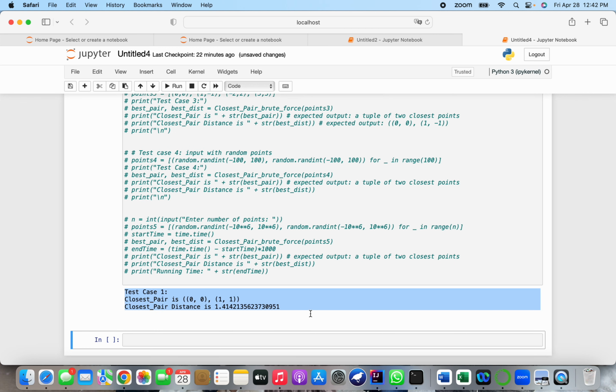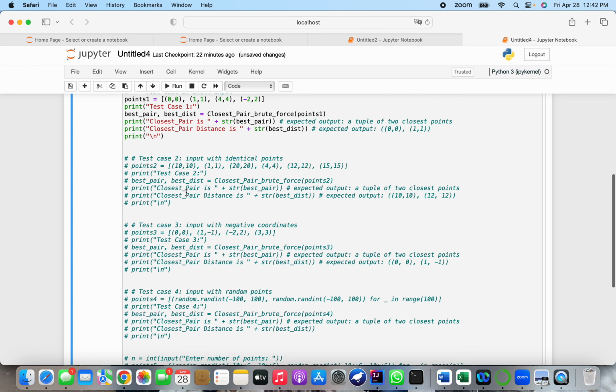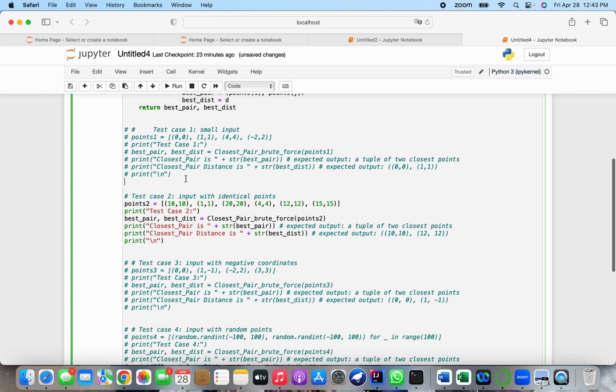So you see, in test case 1, the closest pair is 0 0 and 1 1, and the equivalent distance is 1.414 between these 2 points. So this is how test case 1 works. Let's get to test case 2, and let me comment this.